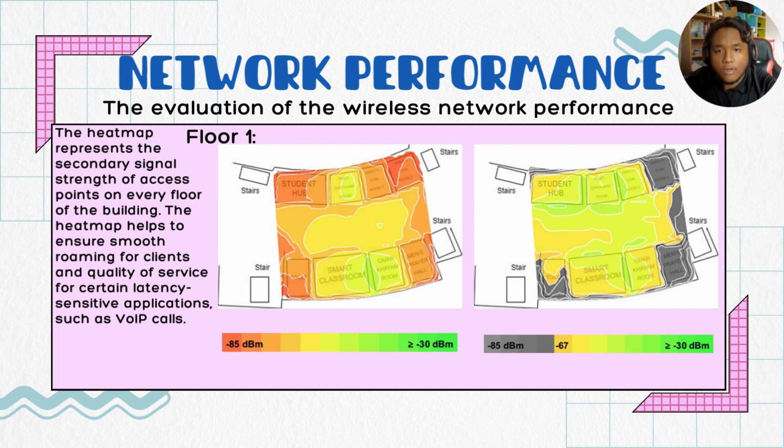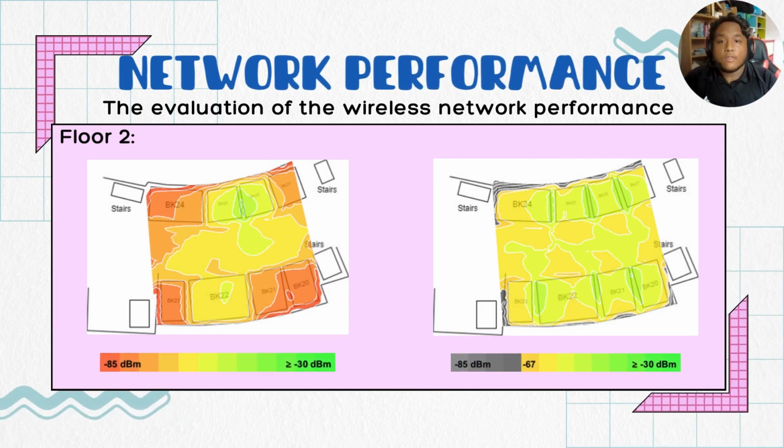The first floor on the left side is the 2.4 GHz signal strength. So we can see here the best signal strength should be the green, and then we go to the red. So the red should be higher latency. And for the right side is the 5 GHz. So we can see it starts from the green, the best one, and then slowly to yellow, to orange, and then gray areas. Gray areas is normally no coverage, no signal. So that is very bad.